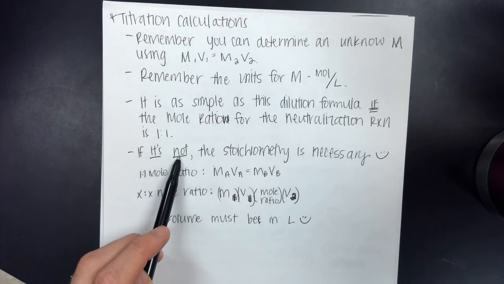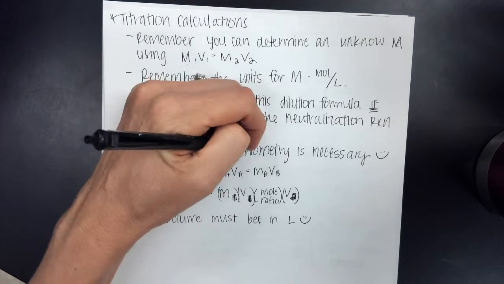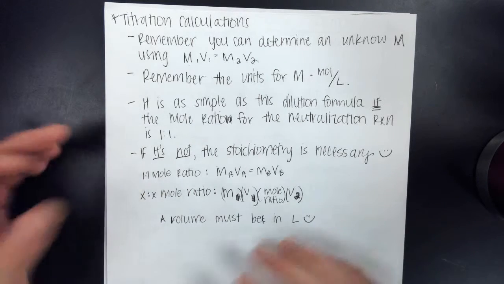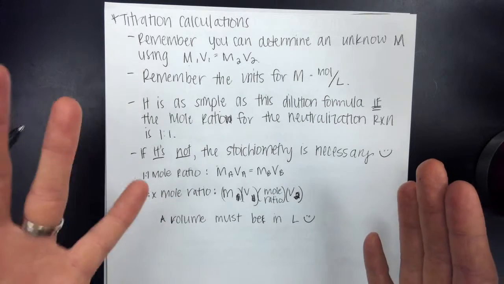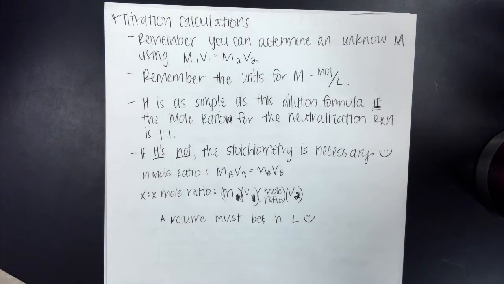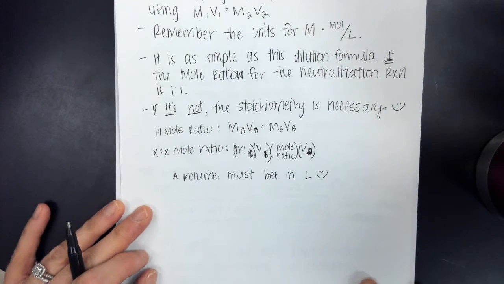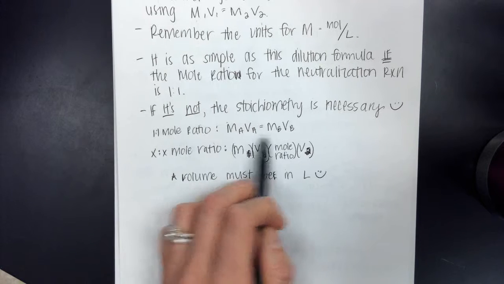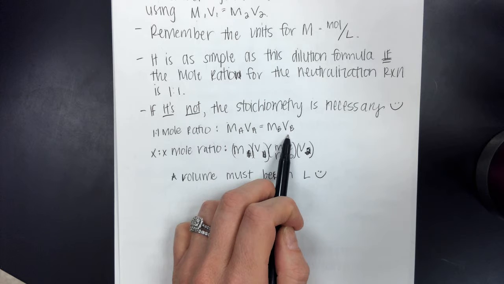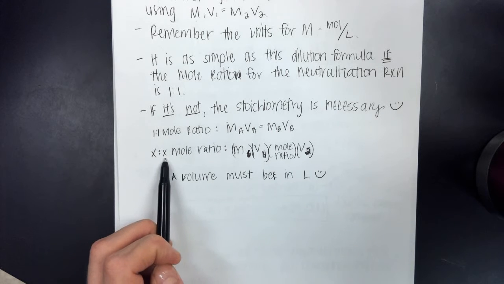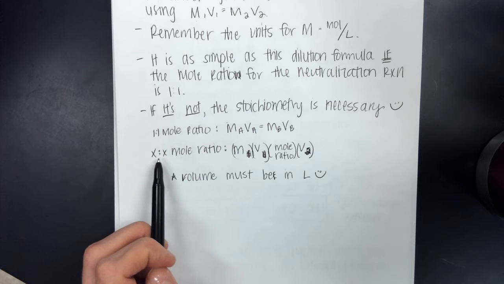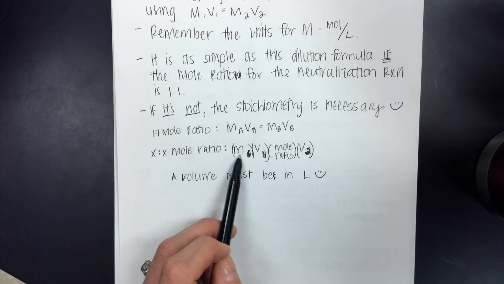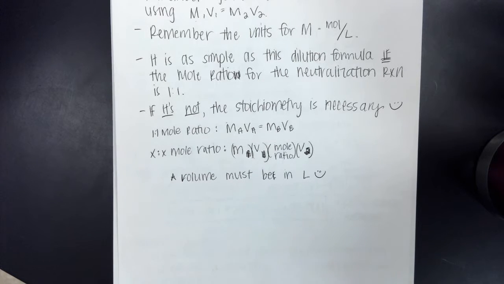If it is not, then you need to do some stoichiometry because you need to take into account that those moles are not equal. Because remember, the equivalence point is moles of hydrogen equals moles of hydroxide. So this is just my little tip for you. If you have a 1 to 1 mole ratio, you're simply plugging into the dilution formula. If you are doing any titration calculation and your mole ratio is not 1 to 1, then you have to use some stoich, which means you have to squeeze in your mole ratio.